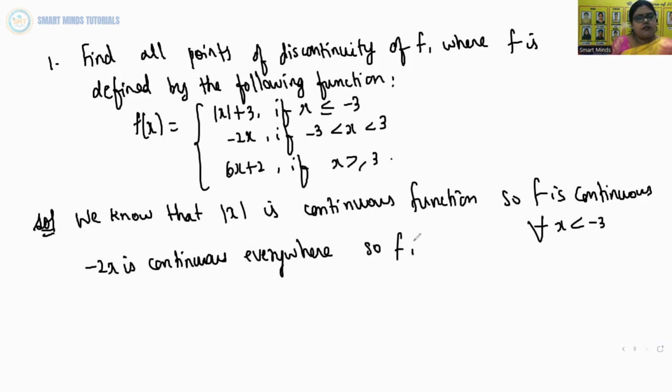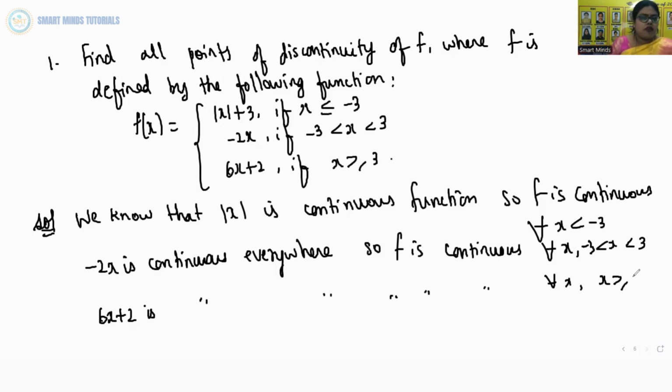So f is continuous for all x, that is x lies in between minus 3 and plus 3. Then coming to 6x plus 2, as we know 6x plus 2 is a polynomial. So it is also continuous everywhere. So f is continuous for all x where x is greater than or equal to 3. So we have shown that all the three functions are continuous. Now we need to check left hand limit and right hand limit.